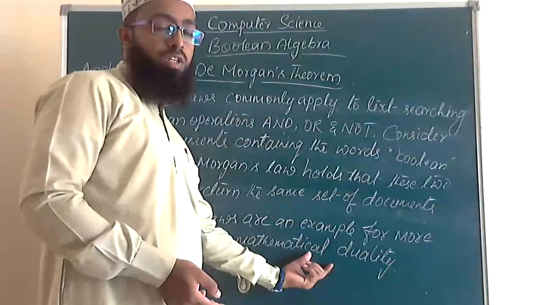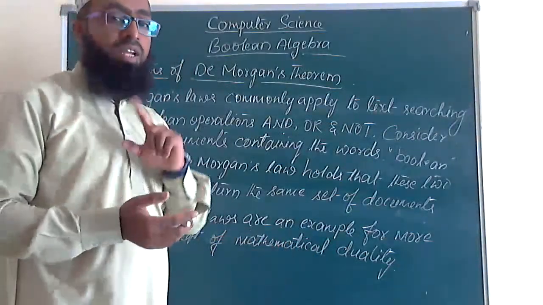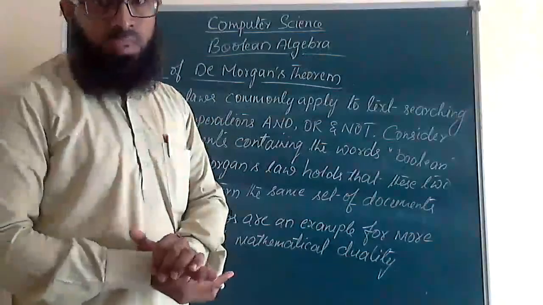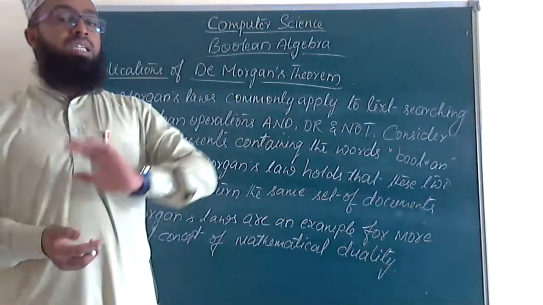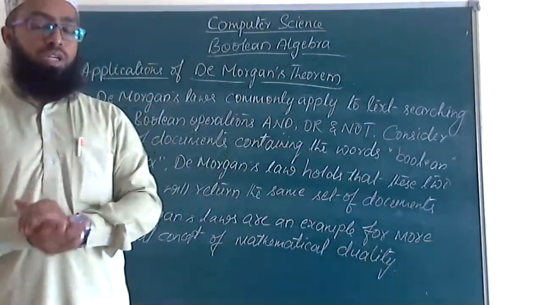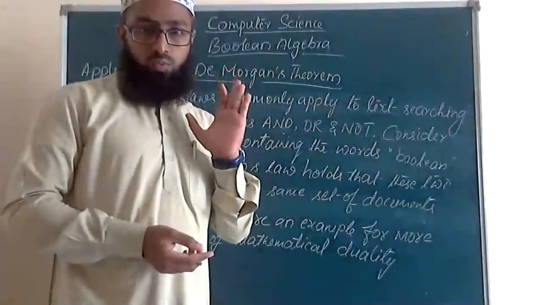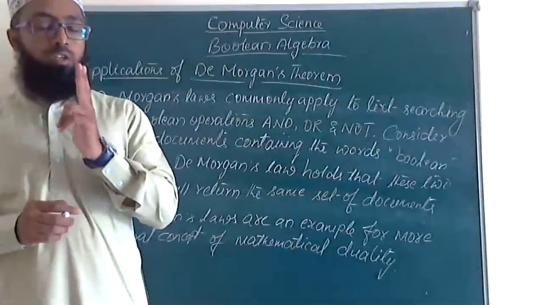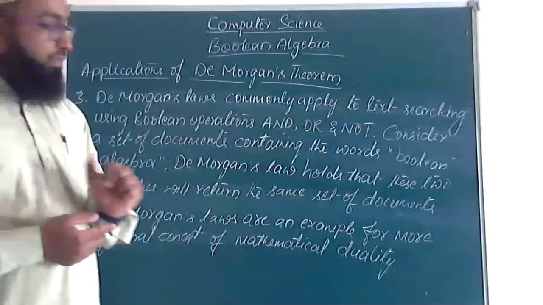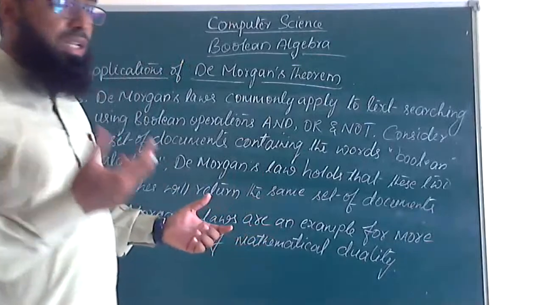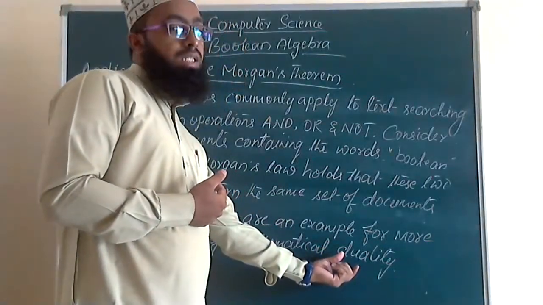Principle of duality. What are the rules of the principle of duality? First thing is change every AND sign to OR sign, and change every OR sign to AND sign. The next thing is change every 0 to 1 and change every 1 to 0. These are the main two points of the principle of duality. When we do these two things, we will come to an expression that is in the dual form.